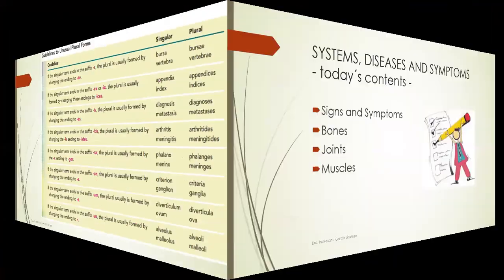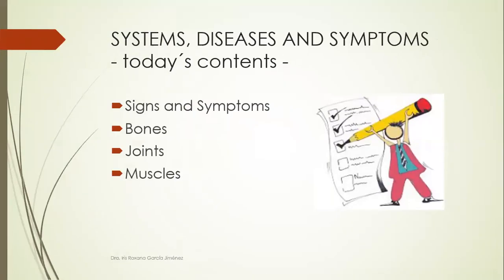This introduction is important, sorry, because from today we are talking about systems, diseases, and symptoms. Today specifically, we are going to talk about signs and symptoms as a general view. Of course, it's not possible to check all the propedeutic contents. There's a lot of information, and it's a summary, I think, following the guidelines of the Institute. According to this, we are going ahead with bones, joints, and muscles as a general view, of course. So let's go.